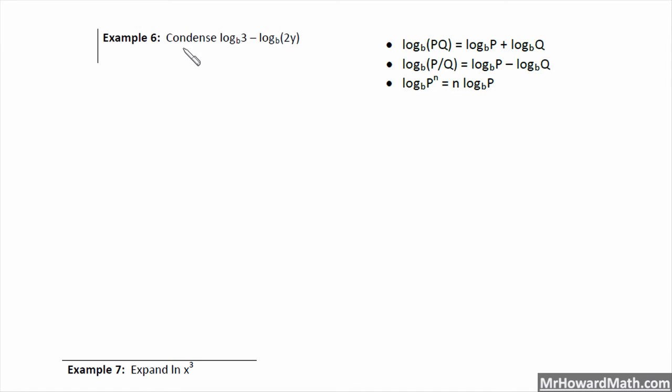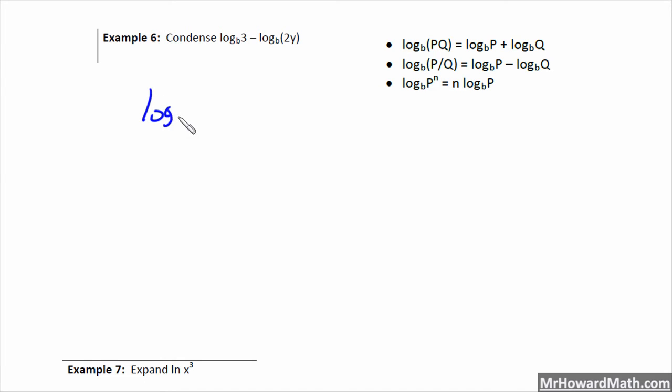All right, now example 6, condense. So we want to go from more to less when we condense. So we have log base b in both cases, so we can apply these theorems over here. And we want to condense, so we're going to go from subtraction to division. So we're going from this over here to this left side. So from the right side of the theorem to the left side when we condense.